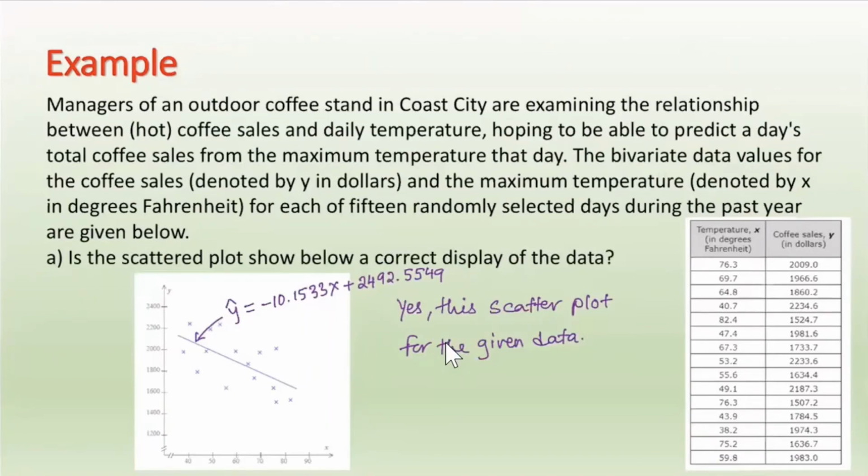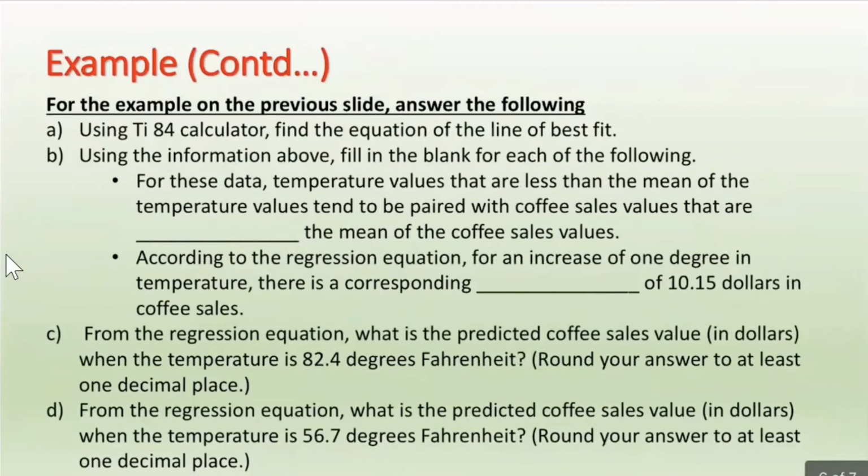Now, let's see what is asked in the other part of this problem. The same problem for the example on the previous slide, answer the following questions. In the first part, using the TI-84 calculator, find the equation of the line of best fit. We already got that. We just have to write that equation. If you check your notes, you wrote y hat equal to negative 10.1533x plus 2492.5549. Okay, that is the equation of the line of best fit.